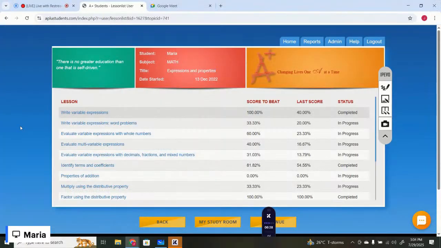Here I am on grade 6 math. The chapter we're on right now is expressions and properties. Let's just start with the lesson that is write variable expressions.